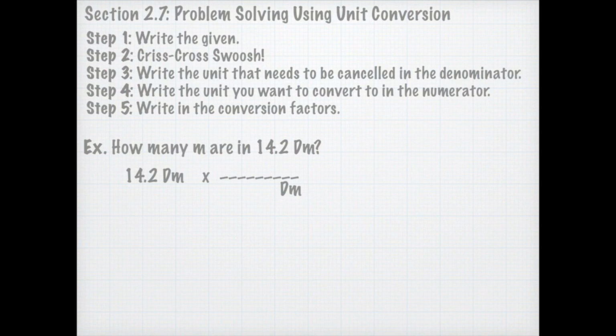Then I'm going to put the unit I want to get into up top, which is meters, and then I need to write the conversion factor. Well, there are 10 meters in 1 decameter, and so I'm going to just end up multiplying 14.2 by 10, and that gives me 142 meters, and that's all there is to it.